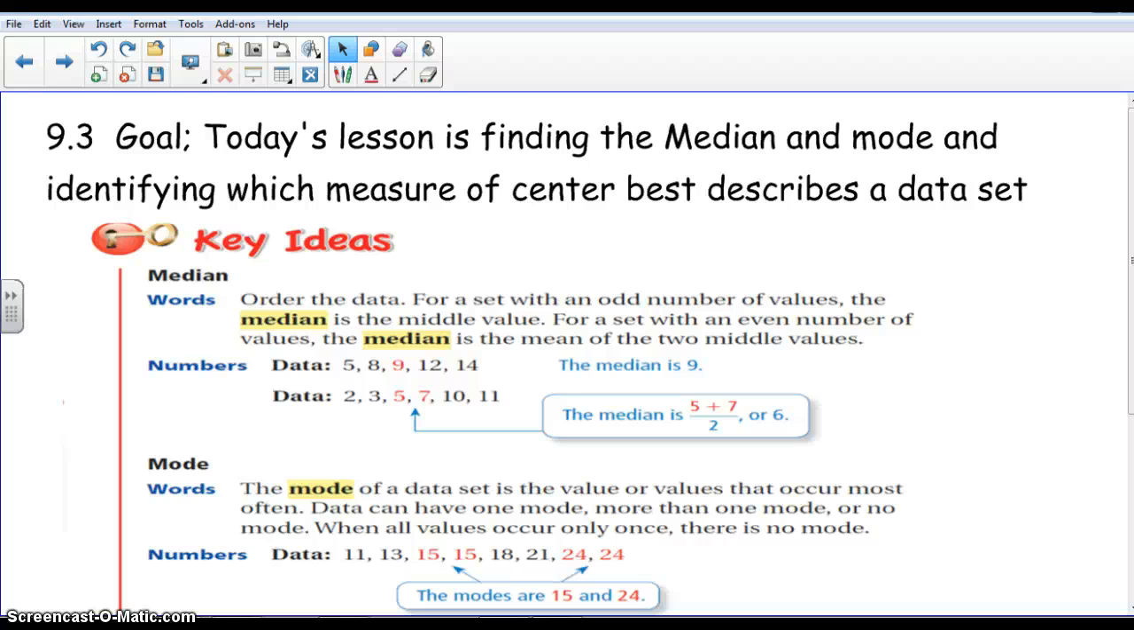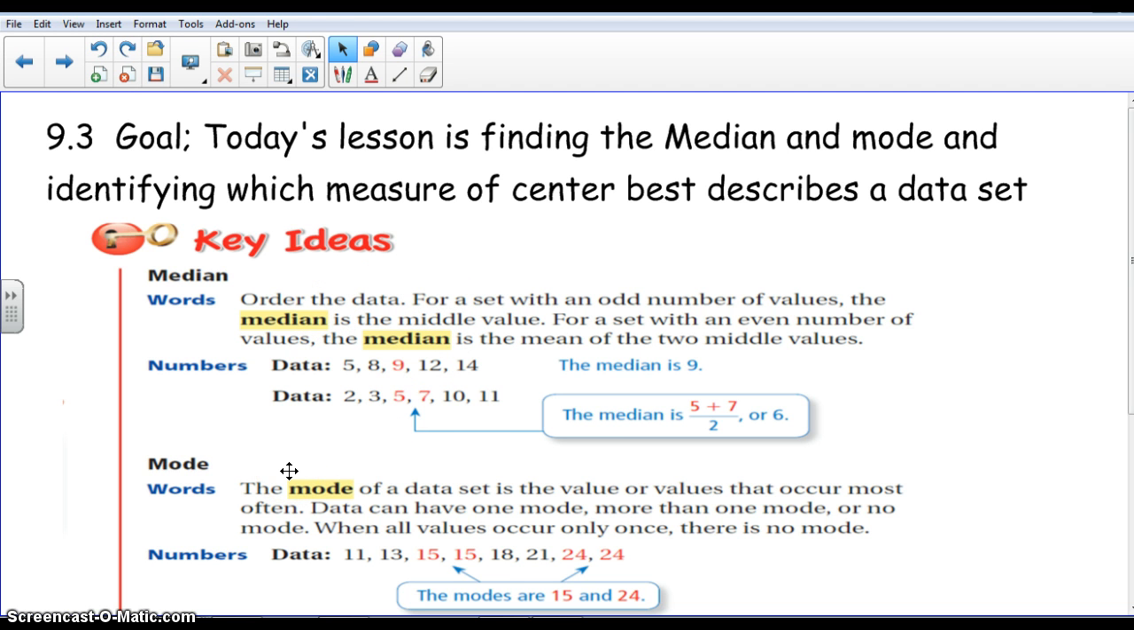Lesson 9.3, today's goal is finding the median and mode and identifying which measure of center best describes a data set. Again, this is a review for you, but let's take a look at the key ideas. Median, the one main thing to remember right here: order the data. You've got to have it in order, it's not going to work otherwise.